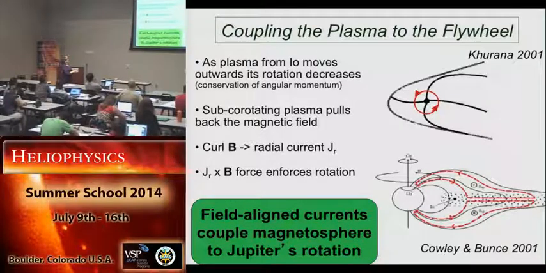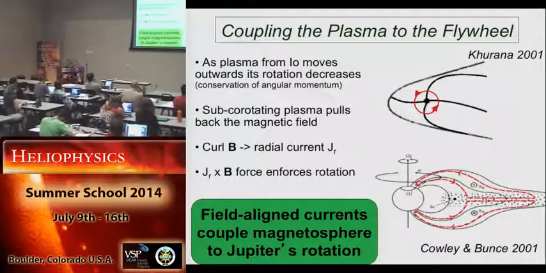So what's happening here is we're coupling the plasma to a flywheel, which is the planet. But the plasma that's moving outwards, through flux tube interchange, this diffusive process, is still coupled to the planet. And so, in terms of momentum, it will want to slow down, just as the skater slows down when she puts her arms out, but it's coupled to a rotating object, so it'll want to spin it up faster. And so what happens is you pull back the magnetic field because it's slightly subcorotating. You generate a curl of B, which is a radial current, and then a J cross B force that enforces rotation.